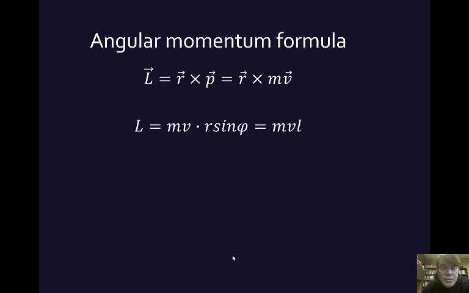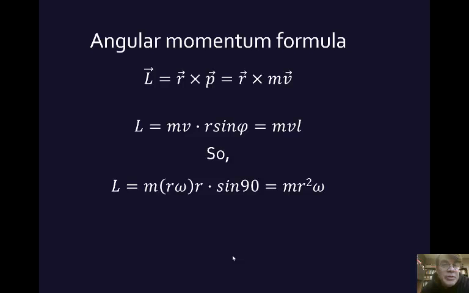You'll remember that to find the cross product of something, you multiply it by the sine of the angle, and so that's what we've done here. R sine of phi times mv is going to give you the cross product. And remember, that's the same as mv times the lever arm, as we saw in the previous diagram. So we can finagle this to come up with a couple other equations.